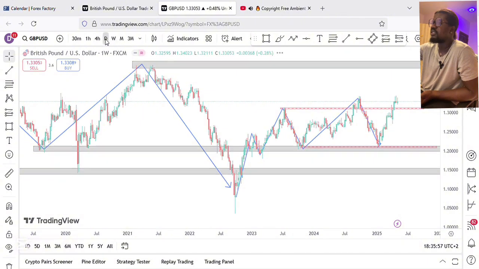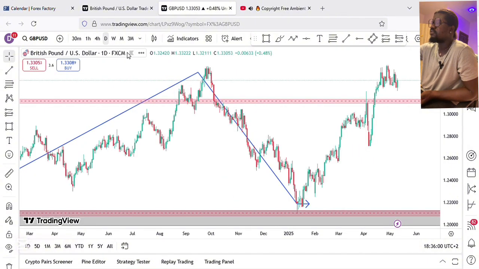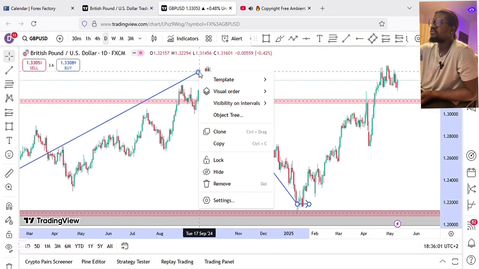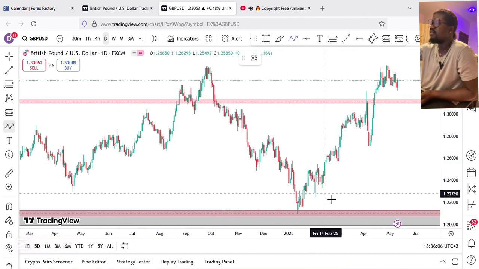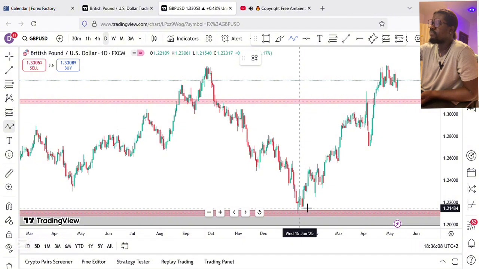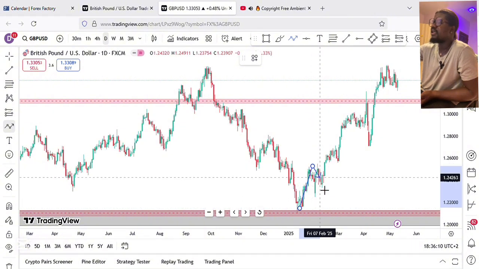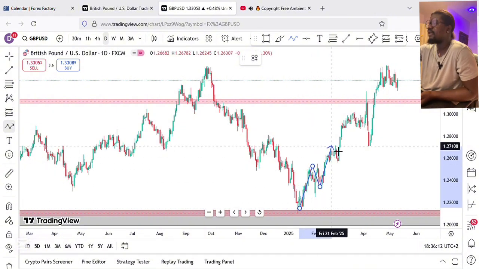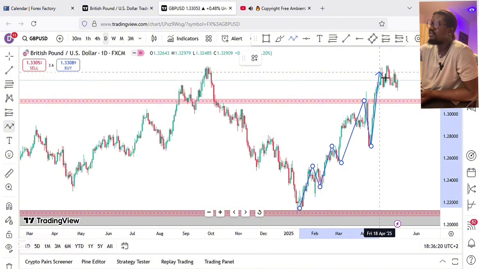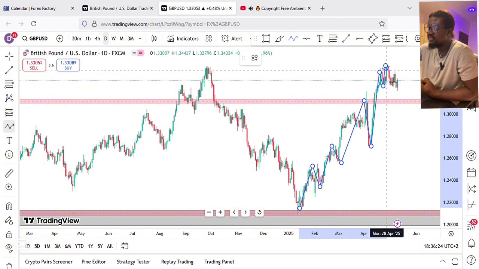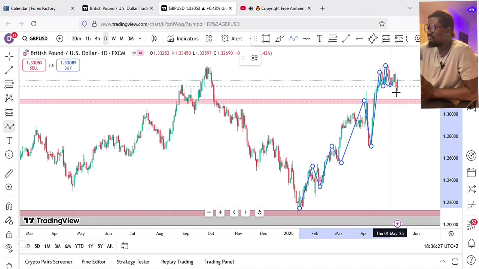So the next thing, we'll go to our daily time frame. Okay, so let's see what's currently happening. Let's take this out, remove. Okay, so we'll take a path. So now we'll draw low, high, higher low, higher high, higher low, higher high, higher low, higher high, then higher low, then a higher high. You can see that, right? Then somewhat of a lower low, lower high, lower low.